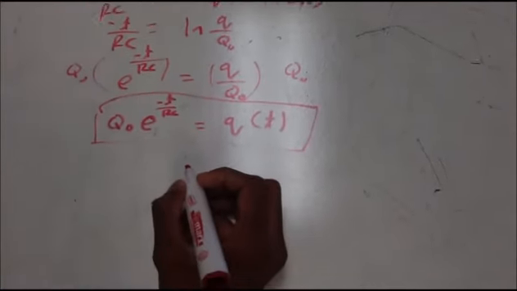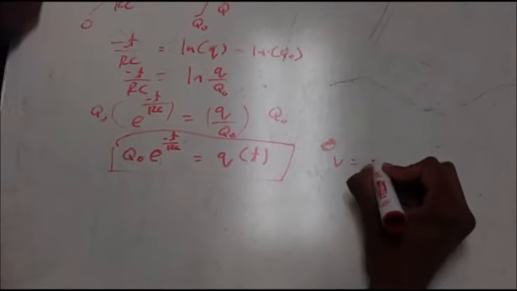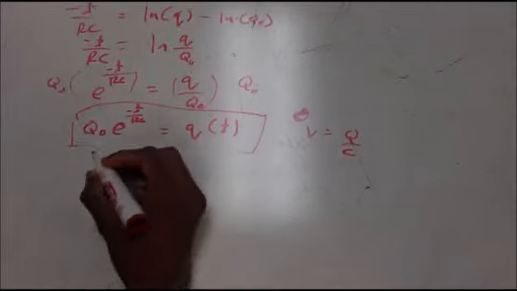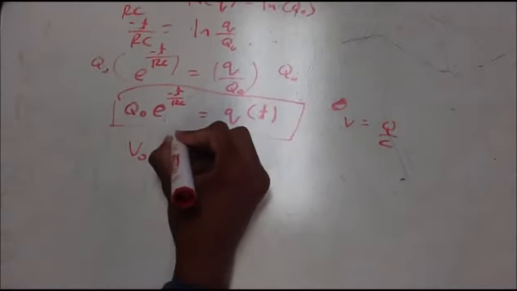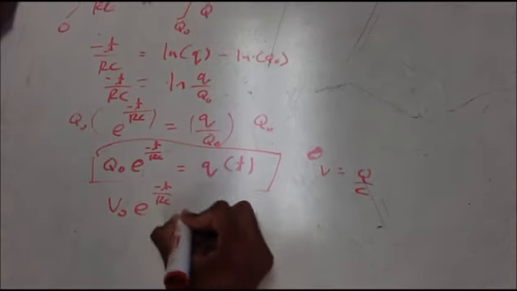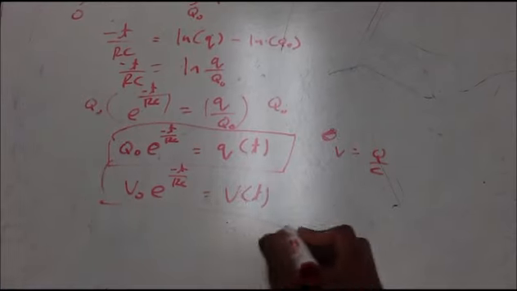We can also get the equation for the voltage across the capacitor by recognizing that V equals Q over C. So if we divide both sides by C in this equation, we'll end up with the initial voltage times e to the negative t over RC is equal to voltage as a function of time across the capacitor.